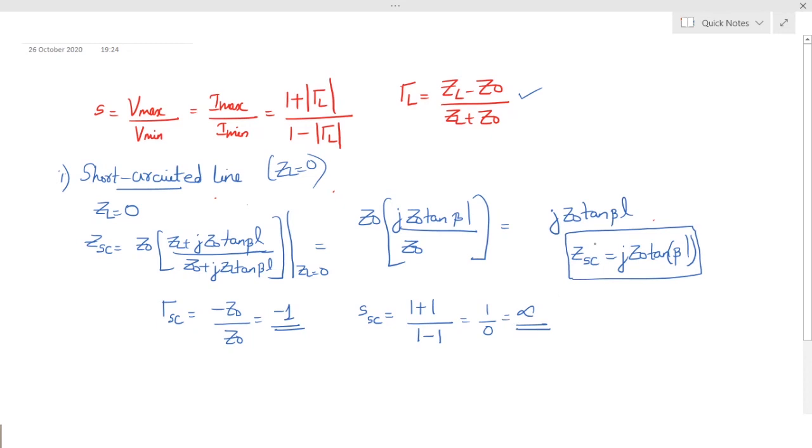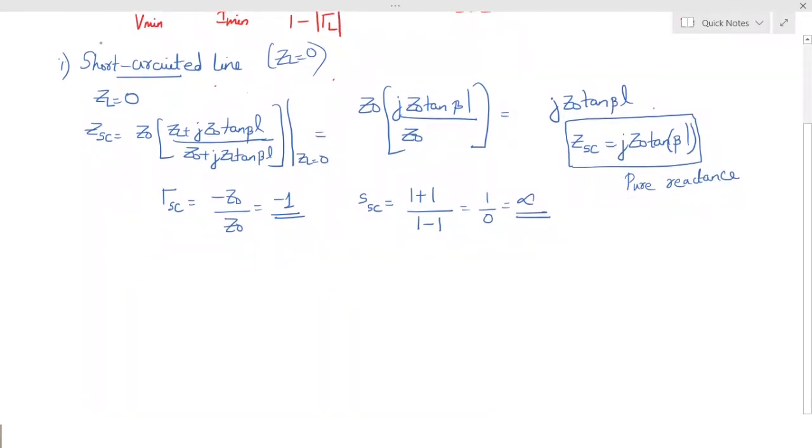This means that the input impedance for a short circuited line will be completely reactive. It is a pure reactance because it just has the imaginary part, no resistive part, no real component. So Zin is pure reactance in case of a short circuited line. Now let's discuss the second case, which is open circuited line.